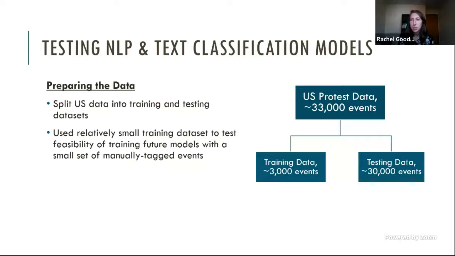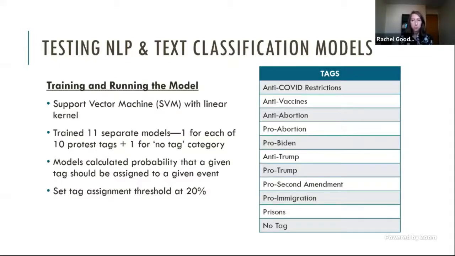And the reason that we used such a small training data set in this case is because we wanted to test the feasibility of training future text classification models with a similarly sized set of data. If we were to implement something like this in the future, we want to make sure that our researchers don't have to manually tag tens of thousands of events in order for this sort of modeling to be effective. So that's why we have such a small training data set in this case.